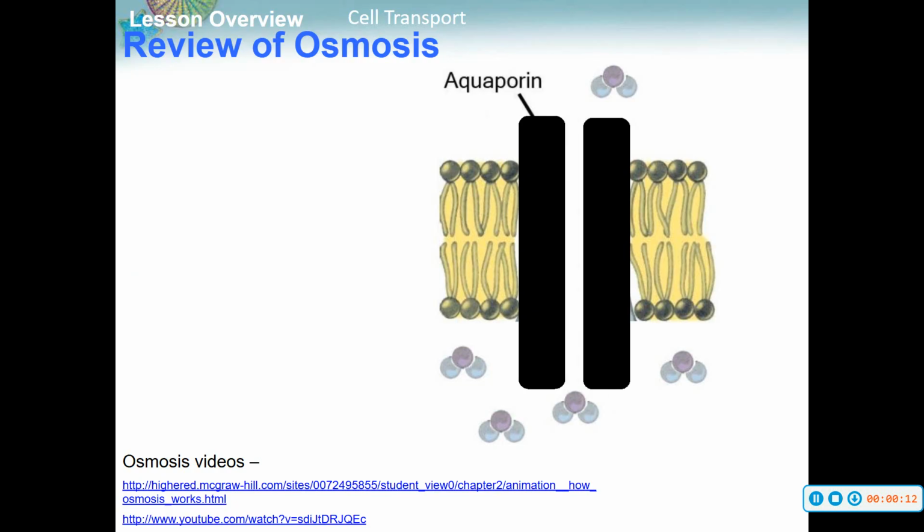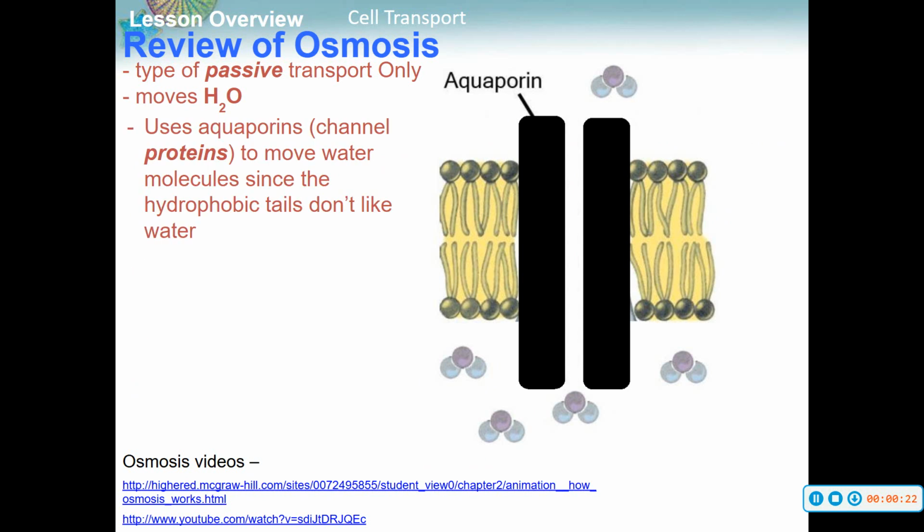Just as a review, remember osmosis is a type of passive transport where it only moves water, and it uses a special protein to let water through. Here we have this protein. That's because a lot of water might not be able to squeeze through the phospholipids because of the tails. The tails are hydrophobic.